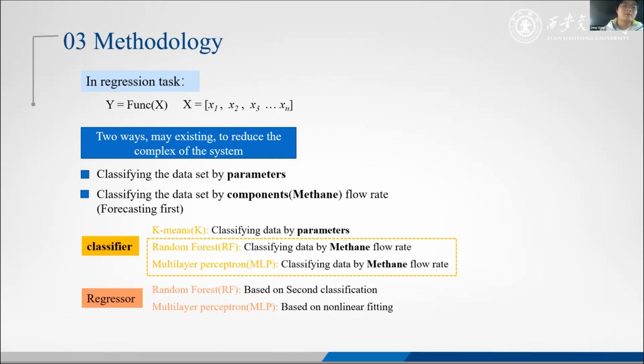that is, putting the similar data by some rules into a bag. Based on this idea, one is k-means, classifying data by parameters, then random forest, classifying data by mass flow rate, and the last is multilayer perceptron, classifying data by mass flow rate. These two are classifying by the middle of the training data. I also choose the regressors random forest, because it is based on classification, and the multilayer perceptron, because it is based on nonlinear fitting. That means in different data scales, they may have different performance.